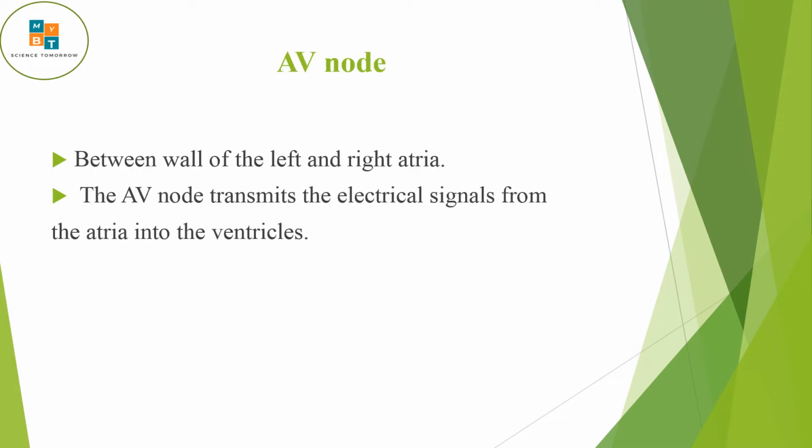Then we talk about the AV node. The AV node is a cell mass that is situated in the wall between the left atrium and right atrium. And this will transmit the electrical signal from atria to ventricle. It will take the impulse coming from the SA node to the AV node, and from the AV node it will go to the fiber system.